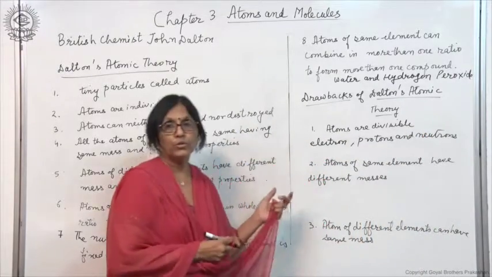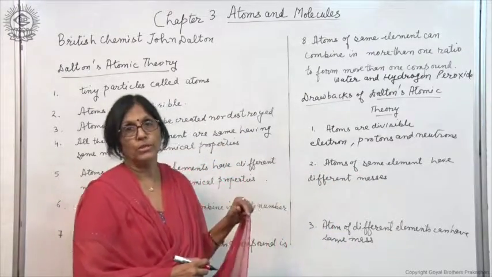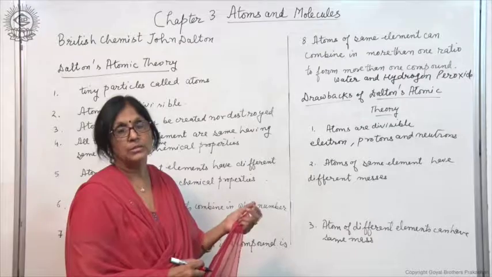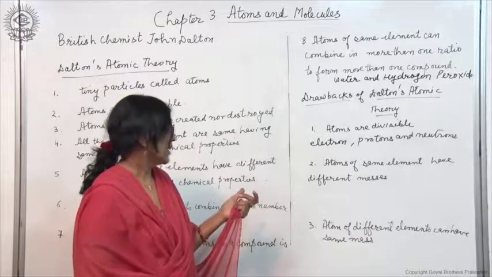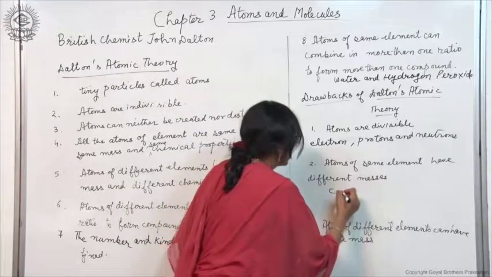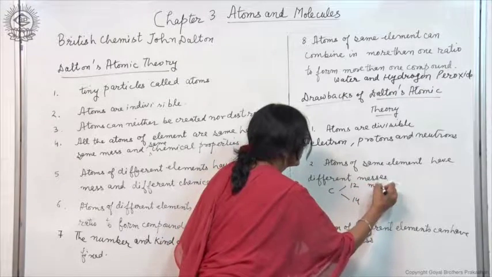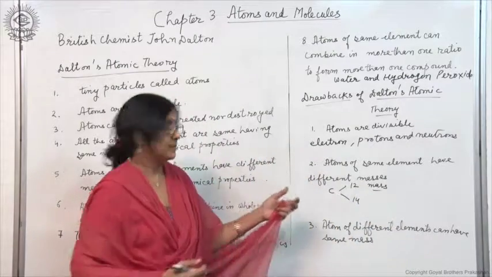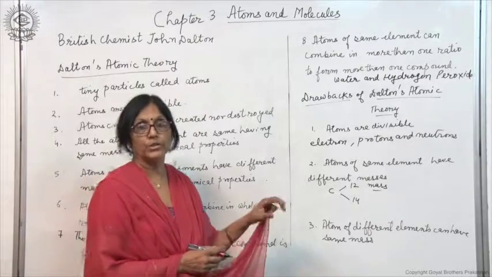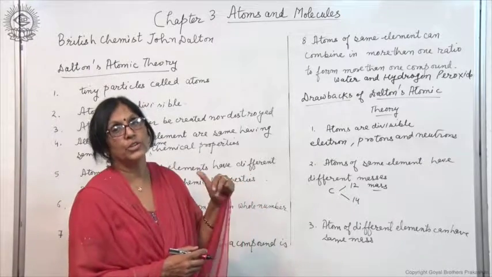Also, according to Dalton's atomic theory, atoms of the same element have the same mass, but it was later found that atoms of the same element can have different masses, which are called isotopes, like carbon. Carbon has two types of atoms having mass 12 and 14. Similarly, hydrogen has mass equal to 1, 2 and also 3.